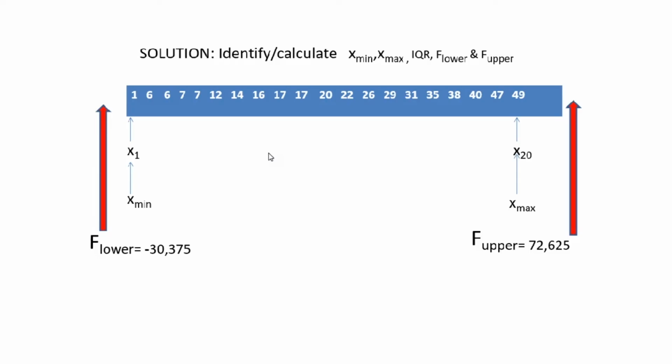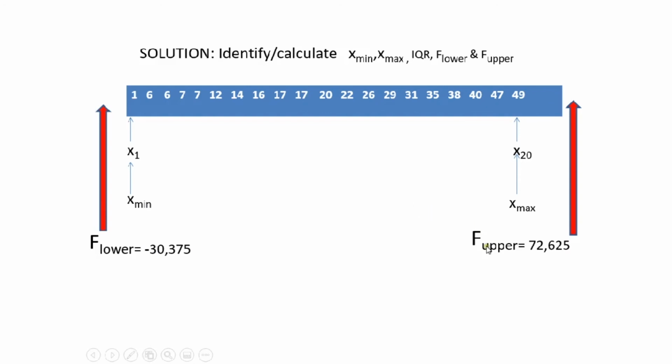Welcome back. So, as you can see on my new slide here, I've used a thick red arrow to indicate the fences. And the lower fence, if you did your calculation correctly, you would have found minus 30,375. This is a negative value. It is much, much lower than the minimum value of 1, because you would have maybe 0 somewhere there and the negative values going all the way to the left. So minus 30,375 falls way below the minimum value.